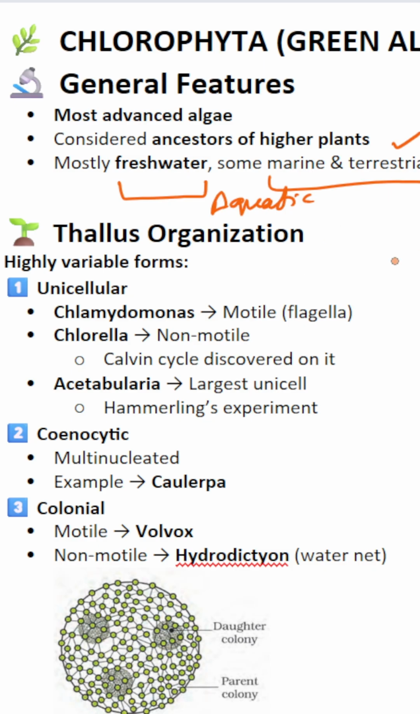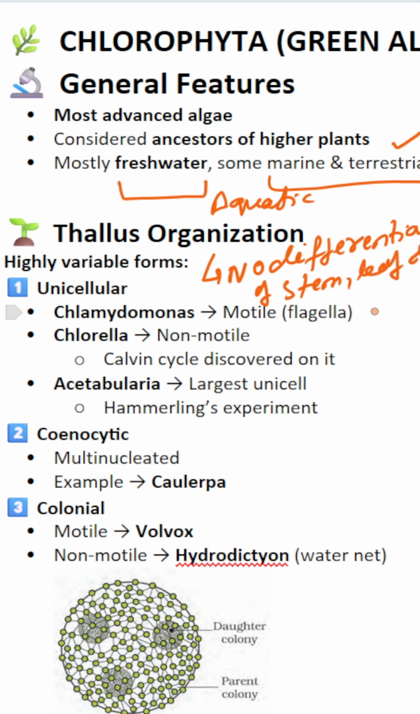Now let's move into the next part, the thallus organization. What do you mean by thallus? Thallus means no differentiation of stem, leaf and root. If any plant body is not differentiated into leaf, stem and root, then it is called a thallus. So let's talk about this thallus.